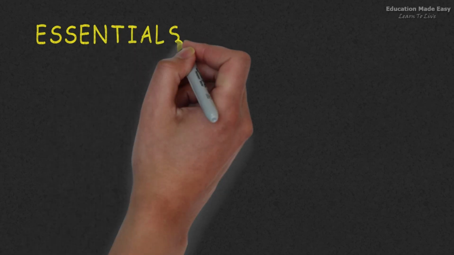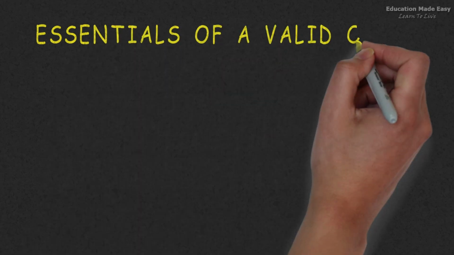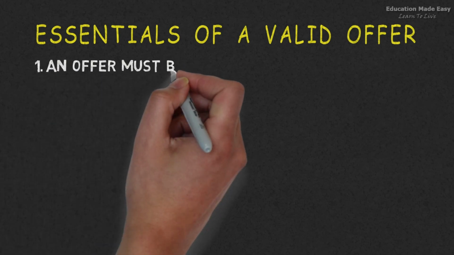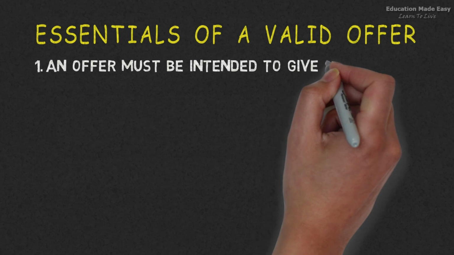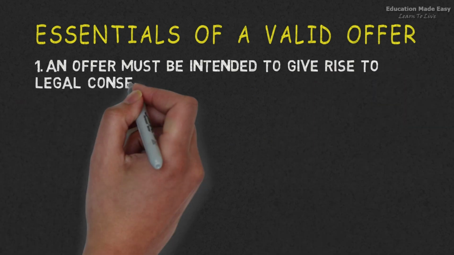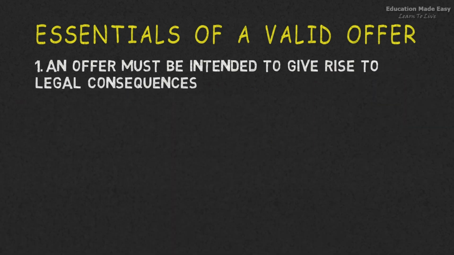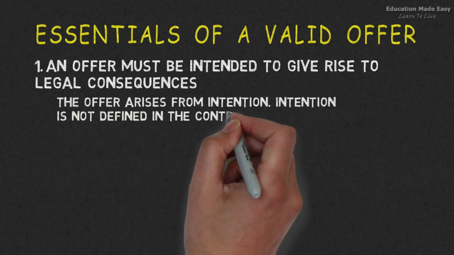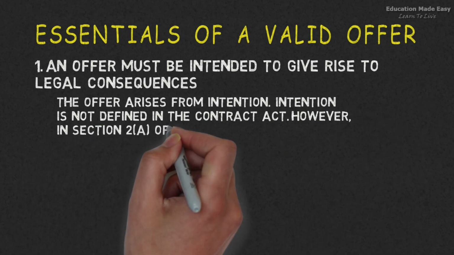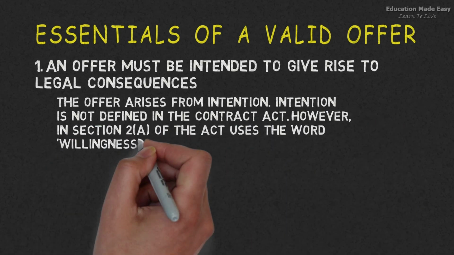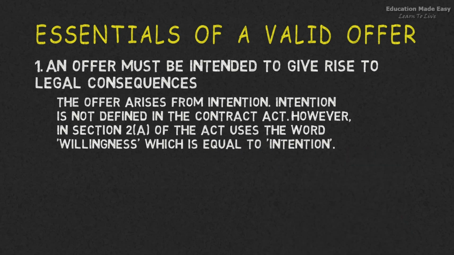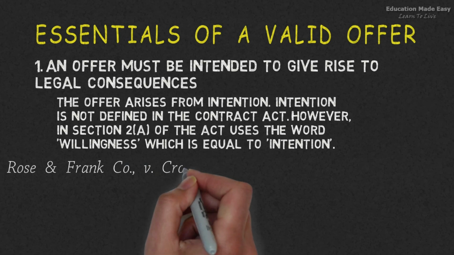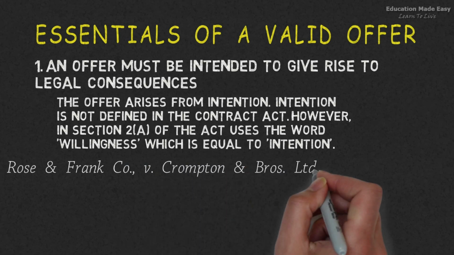Essentials of a valid offer. 1. An offer must be intended to give rise to legal consequences. The offer arises from intention. Intention is not defined in the Contract Act. However, Section 2, Clause A of the Act uses the word willingness, which is equal to intention. A case related to this is Rose and Frank Company versus Crompton and Brothers Limited.